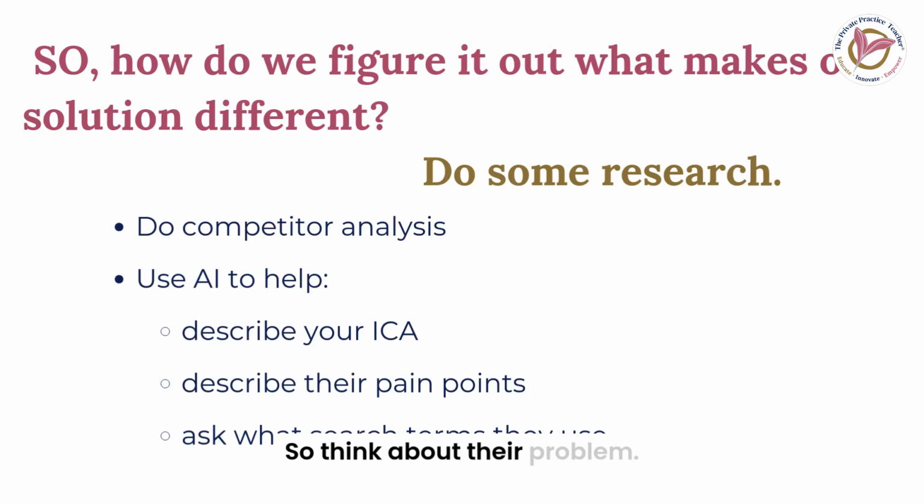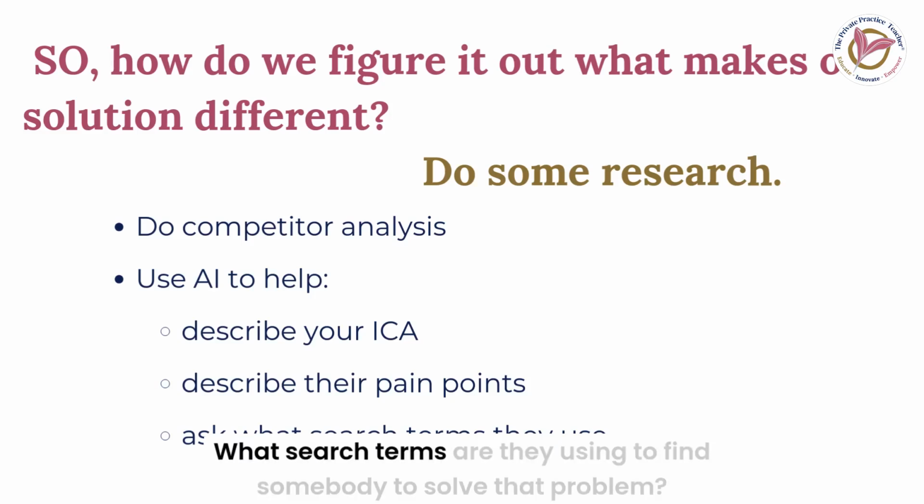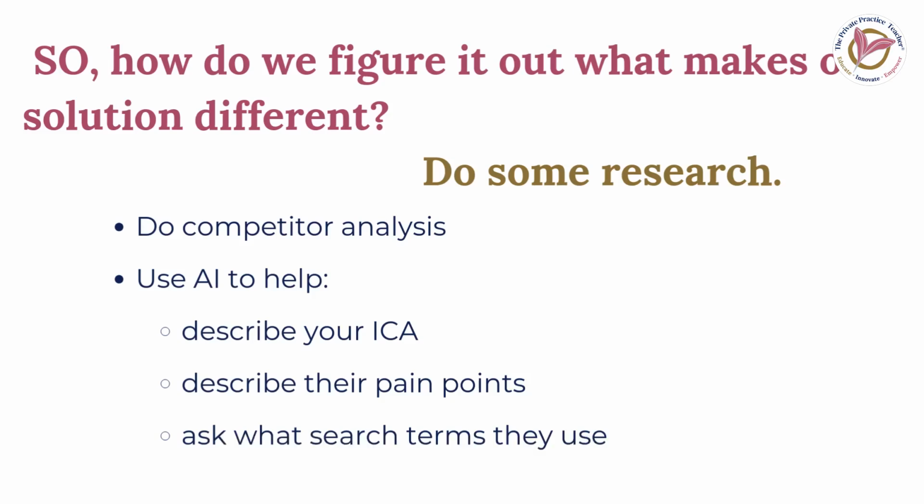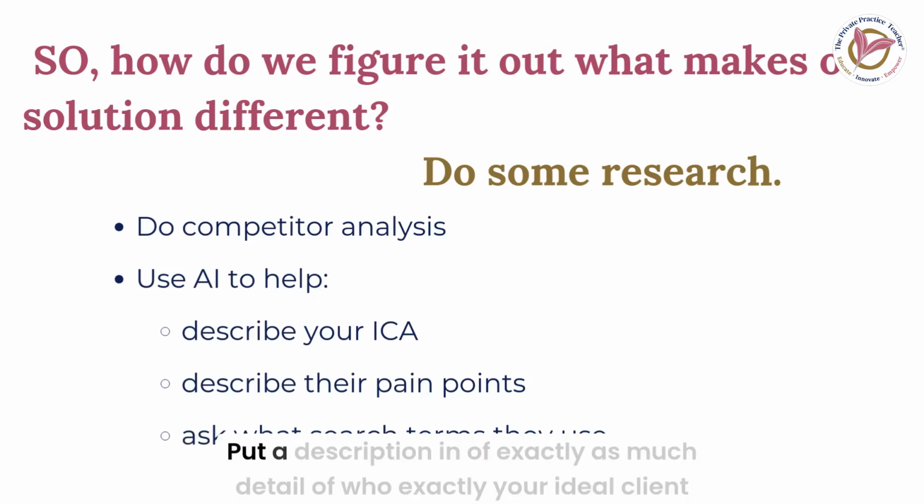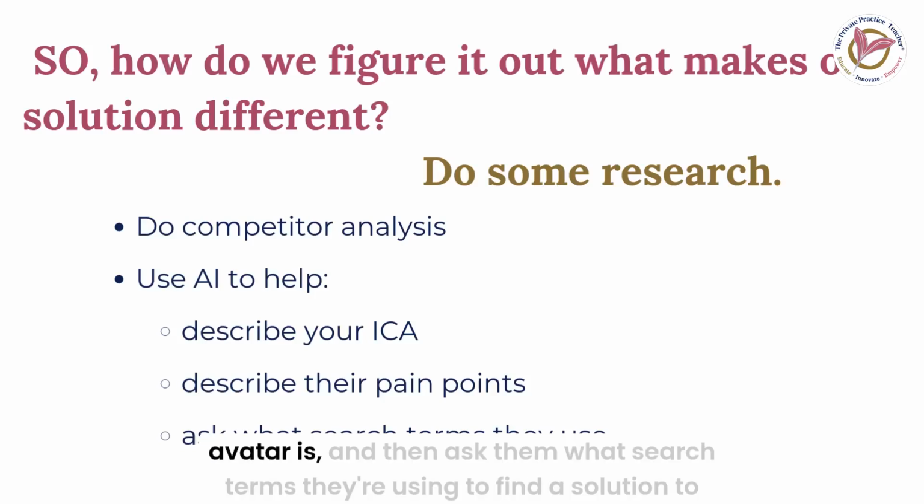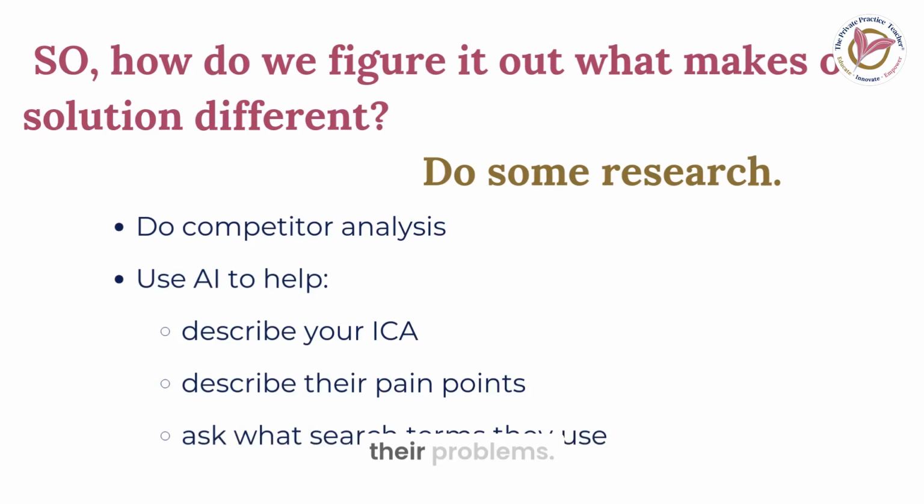So think about their problem. What search terms are they using to find somebody to solve that problem? And if you're not exactly sure what the exact search terms are, feel free to ask AI. Put in a description with as much detail as possible of exactly who your ideal client avatar is, and then ask what search terms they're using to find a solution to their problems.